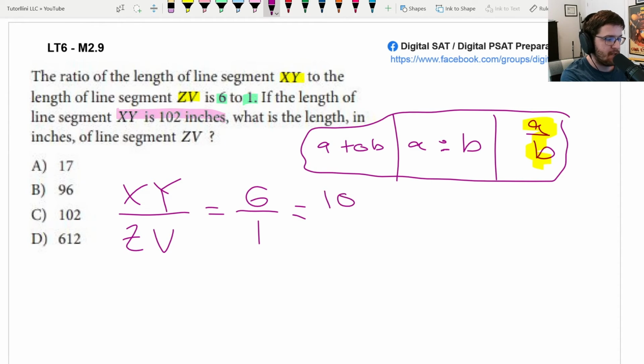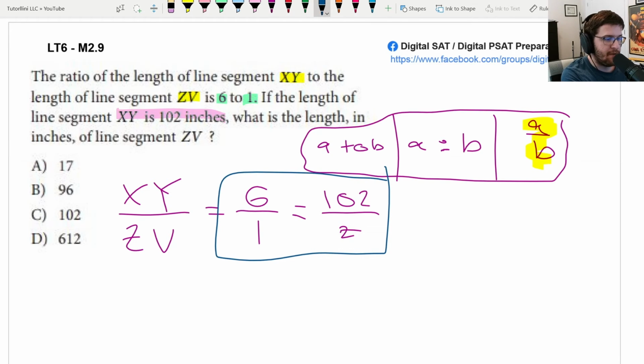Okay, so the 102 goes on top. And then the length of line segment ZV, I don't know, why don't I just call that Z? And we get this nice proportion, and now we're just going to cross multiply and divide. So I get 6z equals 102. I'm going to divide both sides by 6.